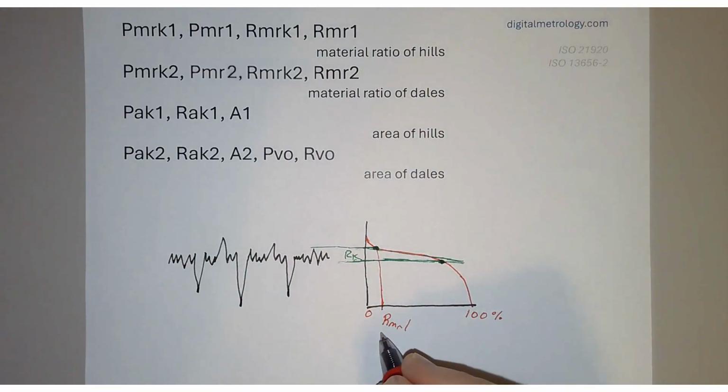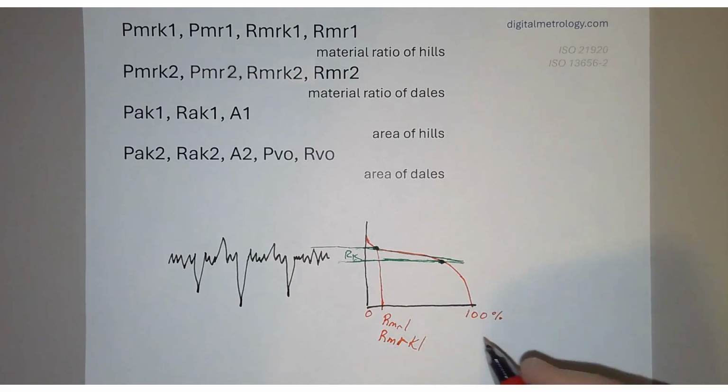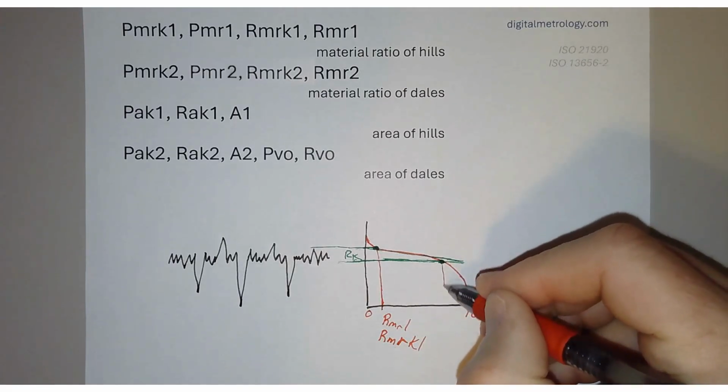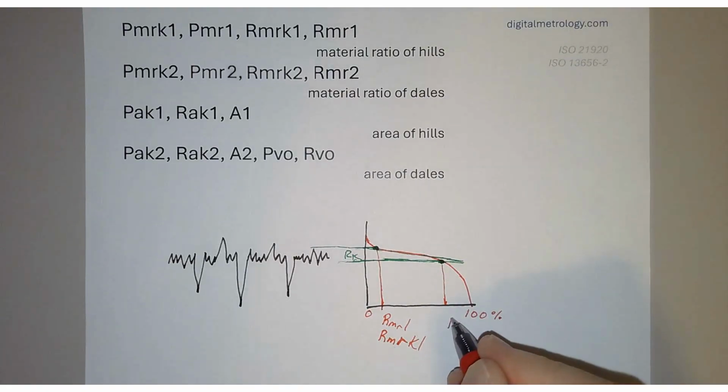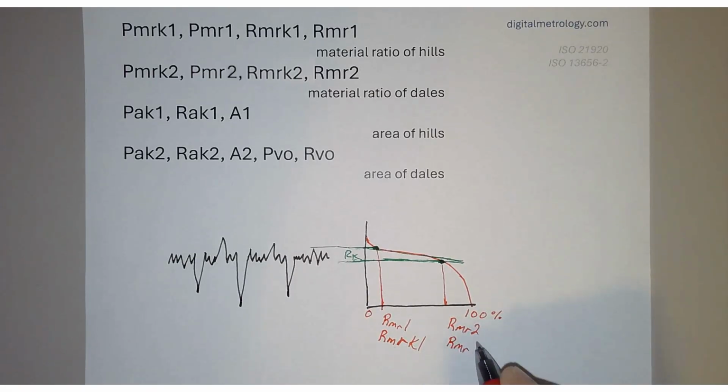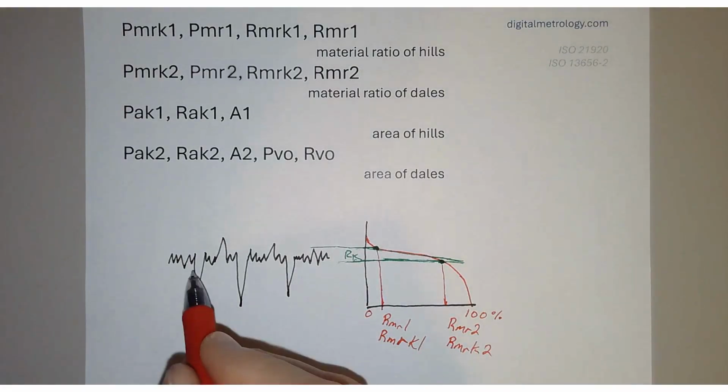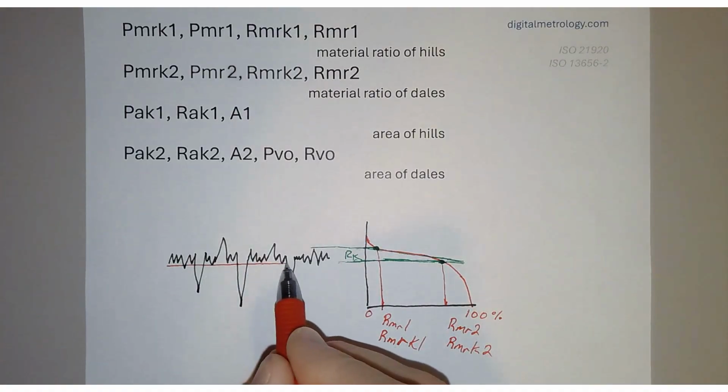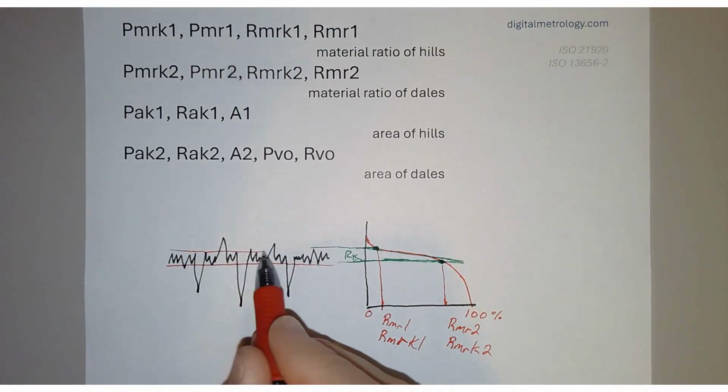Now, in recent standards, we've added the K to help us remember the parameter family. So roughness material ratio K1: Rmrk1. And over here, where the valley part meets the curve, this is Rmr2 historically, and today we're calling that Rmrk2. So those material ratios are meaningful. That's the amount of material where the core meets the peaks or the valleys.